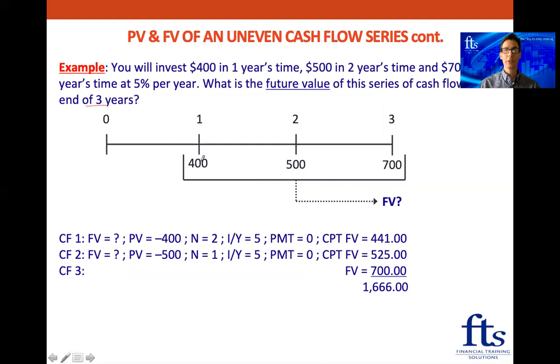Well, this $400 we're investing at the end of year 1. So we need to grow this $400 for 2 years. We've got to grow the $400 2 years. So it's going to be worth $441 in 2 years' time at 5%.